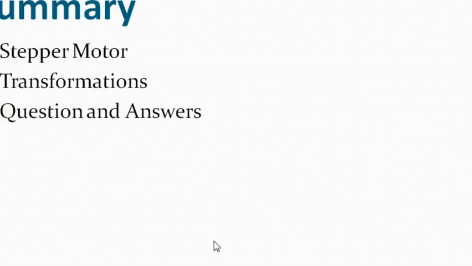Okay students, what are the topics we have discussed today? Various driving units used in CNC systems: servo motor AC or DC, then stepper motor, then fluid power control, hydraulic or pneumatic drives are used in CNC systems. The stepper motor is used for open loop control systems. The stepper motor rotates based on the input pulses received from the pulse generator. For each pulse, the stepper motor rotates to a particular degree.